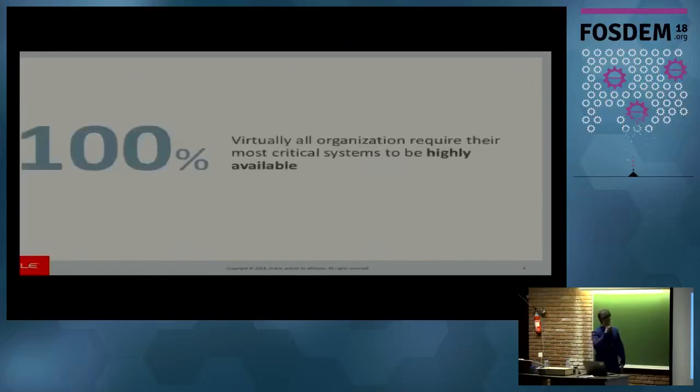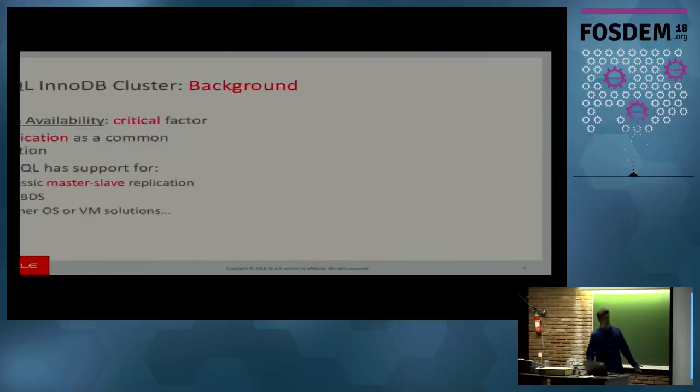Okay, so InnoDB cluster, a little bit of background. It's a known fact that pretty much all organizations require their most critical systems to be highly available. More specifically, data. They cannot afford to have data loss or data not available. So high availability is critical. And how do you achieve it? If I ask around, pretty much all of you will say that it is replication, and that's absolutely correct. So high availability, critical factor, replication, common solution.